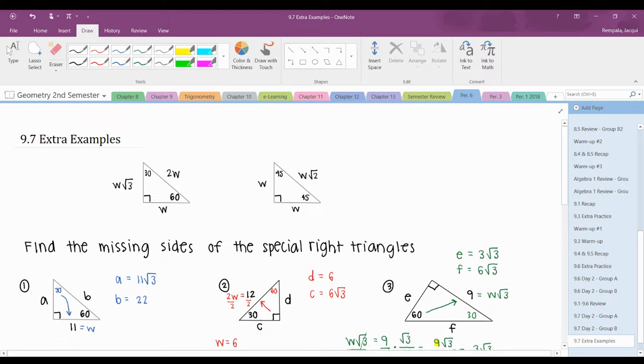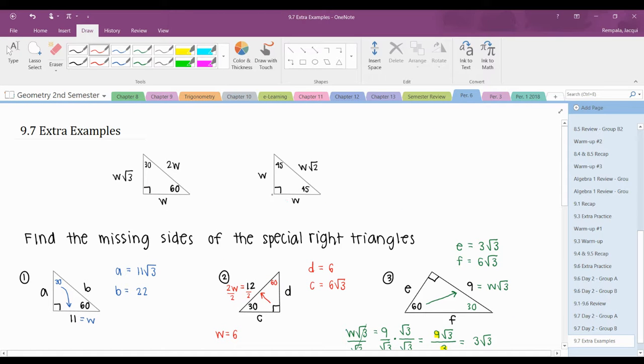So once again, you just want to make sure you're very, very familiar with these two definitions of these special right triangles. And if you are given the shortest side right away, it's just a matter of multiplying pieces to get the other missing sides. But if you are not given the shortest side, you have to set up an equation to get the shortest side before you can then finish the problem.